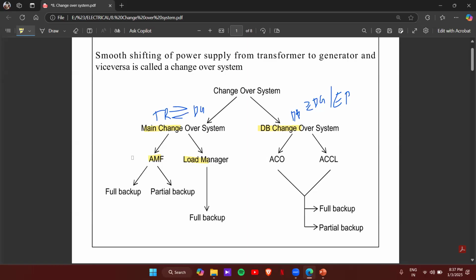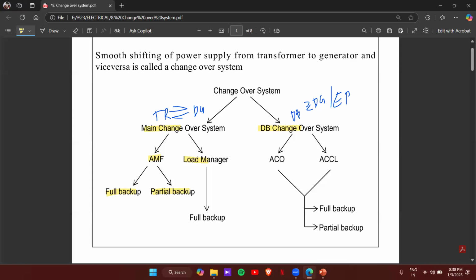And in AMF, we have both full backup and partial backup systems. Full backup condition means the building will be working in a normal condition, in full load, when it goes to the backup system. And partial backup means only the selected components will be provided with backup supply. For example, in some connections, we should give full backup itself. For example, the APFC panel, common panel, fire pump panel. These are the mandatory connections where you should provide full backup.